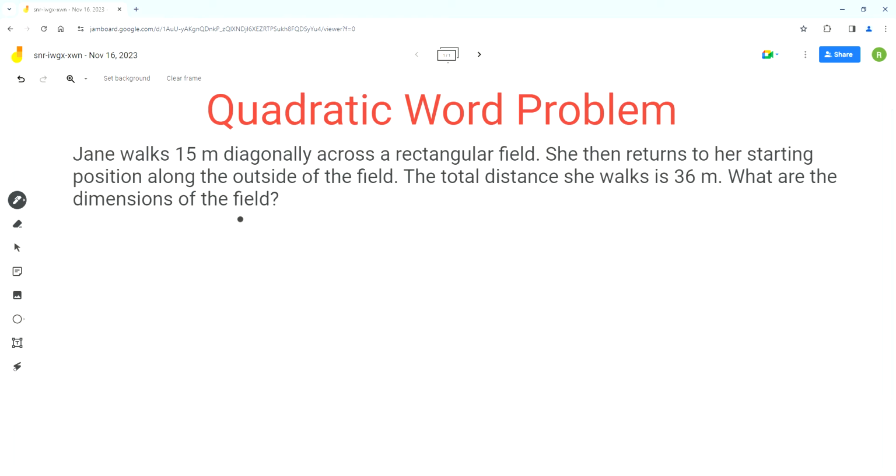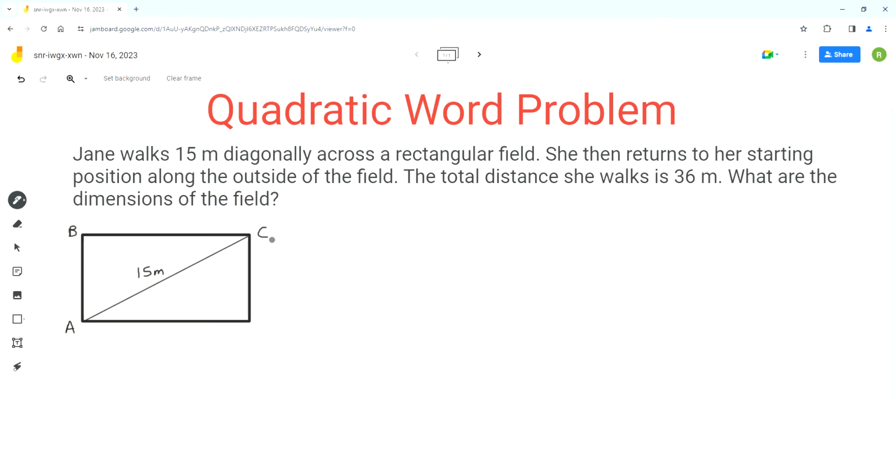So the first step here is to draw a diagram for this problem. In this case, the shape is a rectangle, so we'll draw a rectangle. Now, as per the problem, Jane walks 15 meters diagonally across the field. That means the length of the diagonal is 15 meters. So that's the first step. Now we can label the corners of this rectangle, so it will become easy to reference the sides and diagonals.